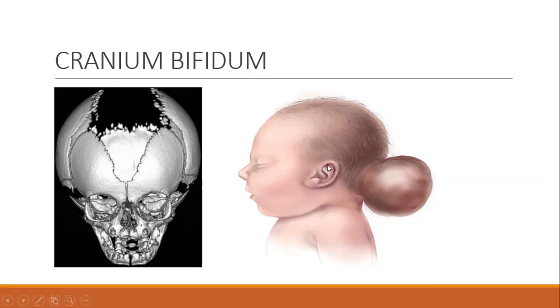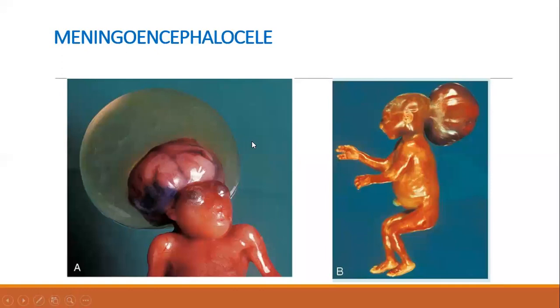and the cranial bones are not well ossified. A small part of the meninges can protrude out. Along with the meninges, the brain tissue can also protrude out. So this is meningocele, when the meninges protrude out from the cranial defect. And if there is brain tissue along with the meninges, it is known as meningoencephalocele.